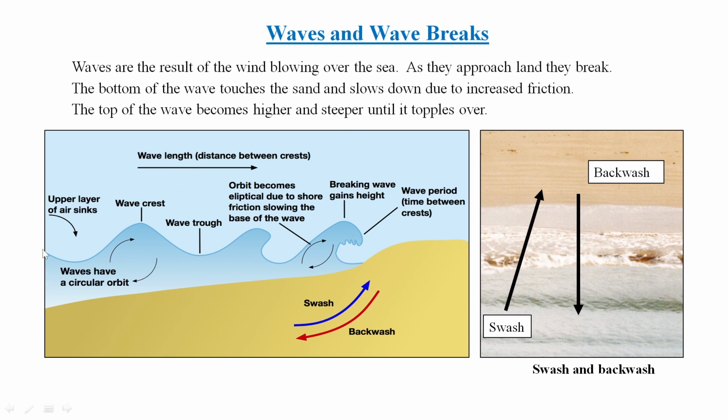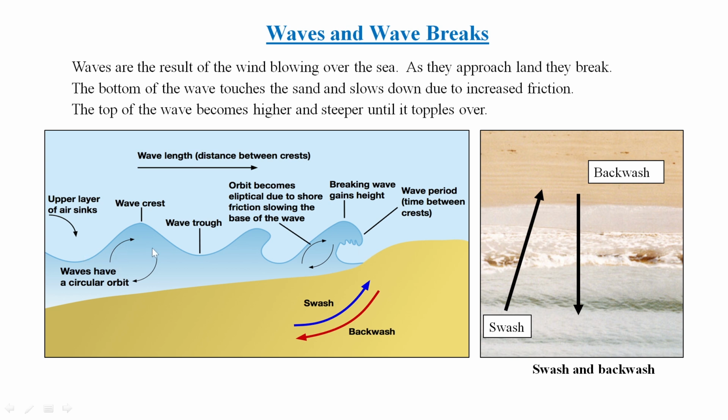This is a very schematic and simple diagram where you can see the waves. These are the wave crest and trough, and this is the direction of movement of the wave. When it is toppling down, the orbit becomes elliptical due to shore friction, slowing the base of the wave. Then the breaking wave will gain height and finally reach the beach, or the shoreline.